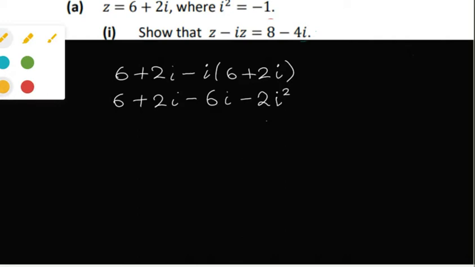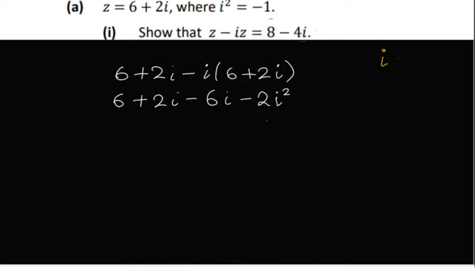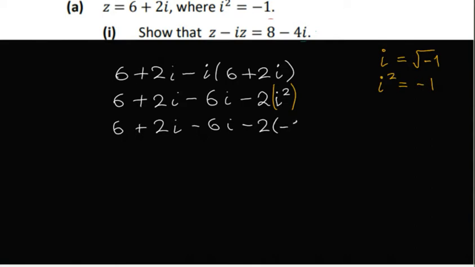For the complex number i, we can state that i is equal to the square root of negative 1, and i squared is equal to negative 1. So now we will replace this i squared with negative 1. So the result will be 6 plus 2i minus 6i minus 2 brackets minus 2.